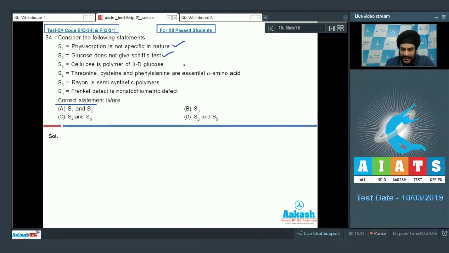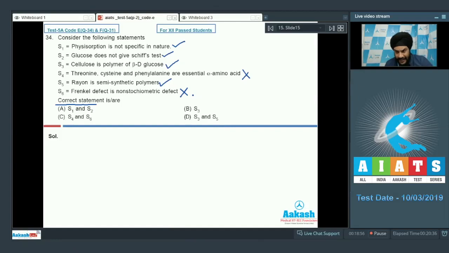If you talk about statement 3, cellulose is a polymer of beta-D glucose. This is also correct, students. If you talk about S4 now, threonine, cysteine and phenylalanine are essential amino acids. This is incorrect, students. If you talk about the fifth statement, rayon is a semi-synthetic polymer. This is also correct. If you look at statement 6 now, Frenkel defect is a non-stoichiometric defect. This is incorrect, students. Frenkel defect does not alter the stoichiometry of the given crystal.